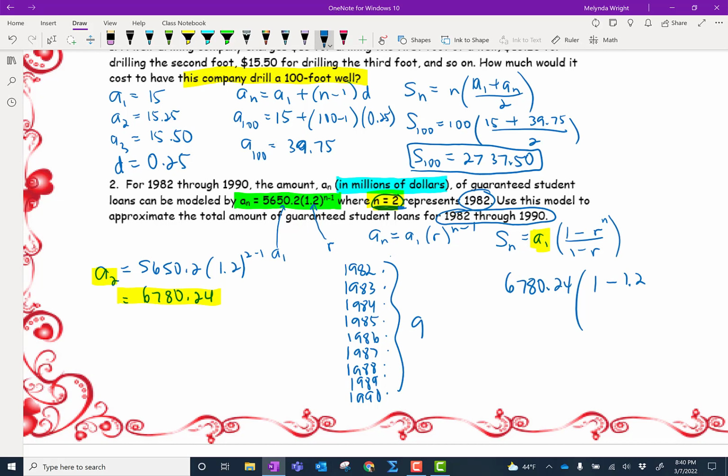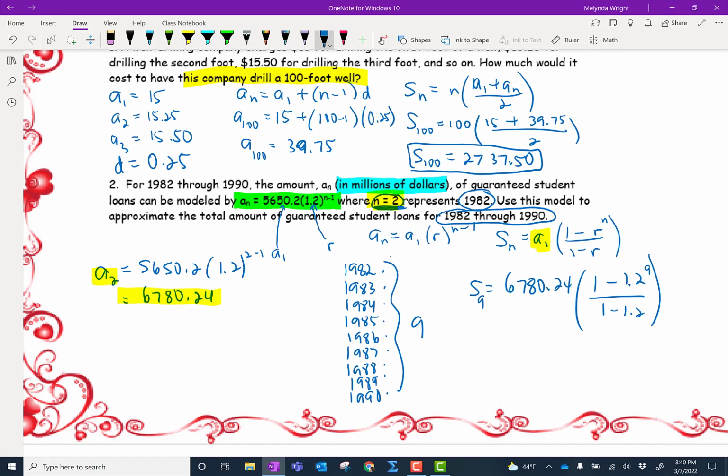And you may already know that from previous work. I just want to be sure we understand that it's not 1990 minus 1982 equals 8 years. It's actually 1 more than that. Isn't that weird? All right, so that's to the 9th over 1 minus 1.2. So this is actually our s sub 9 formula. We're counting up 9 terms.